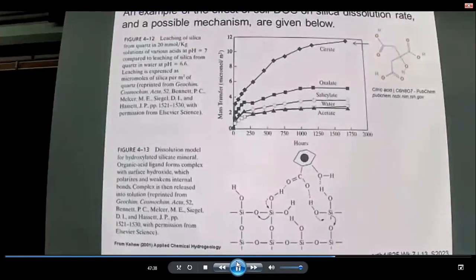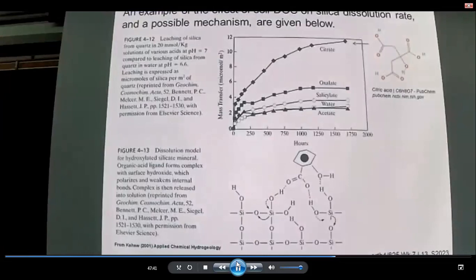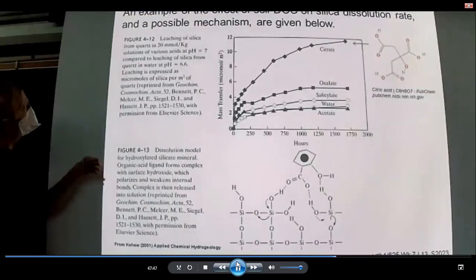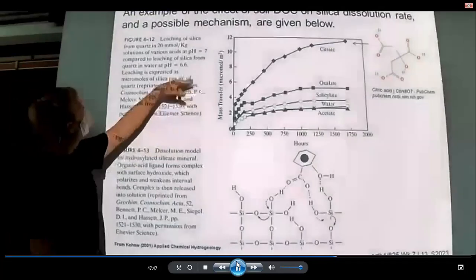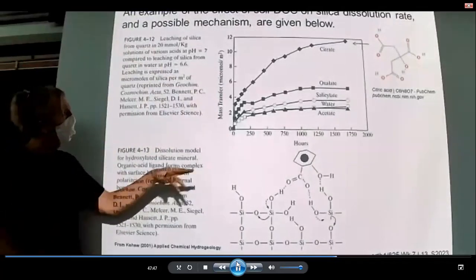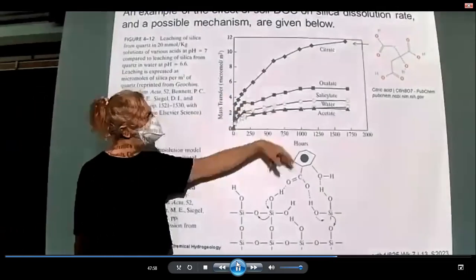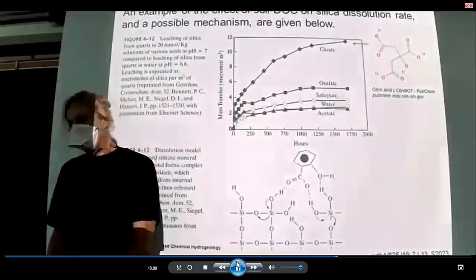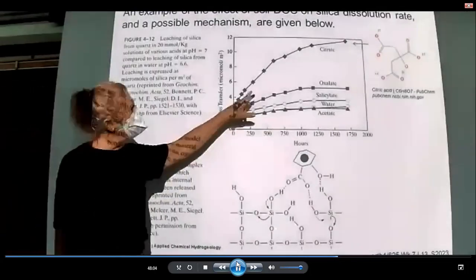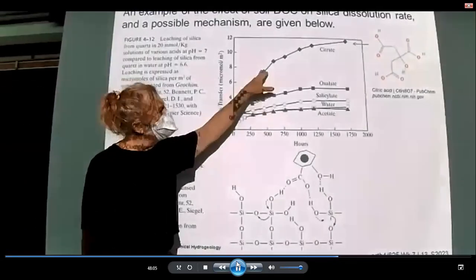Now, this slide shows you a little bit more example of how organic ligands can mediate mineral dissolution. And so you can see time plotted versus the amount in terms of mass transfer or rate of dissolution of the mineral quartz in the presence of different organic ligands. So water, acetate, salicylate, oxalate, and citrate. Acetate being the carboxylic acid anion of acetic acid.